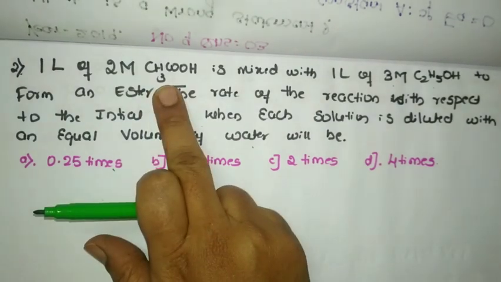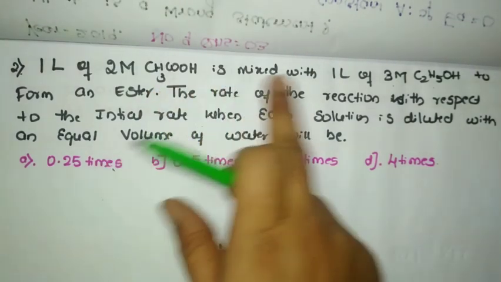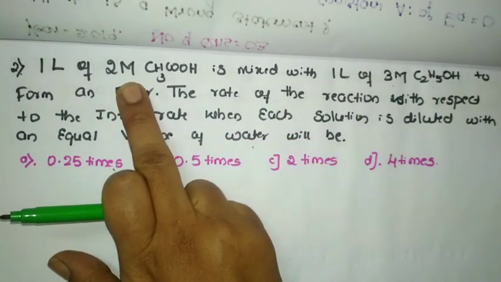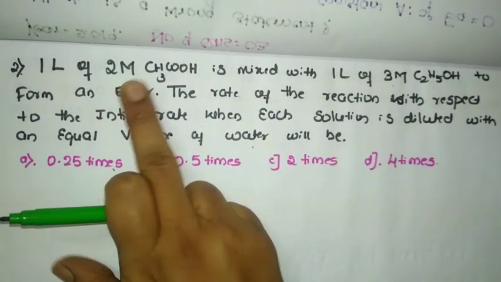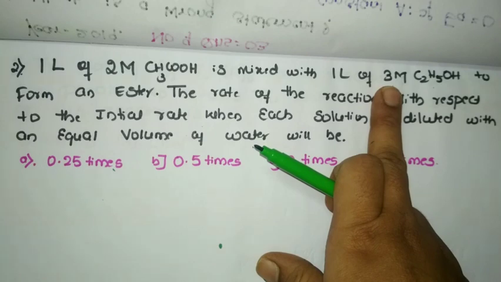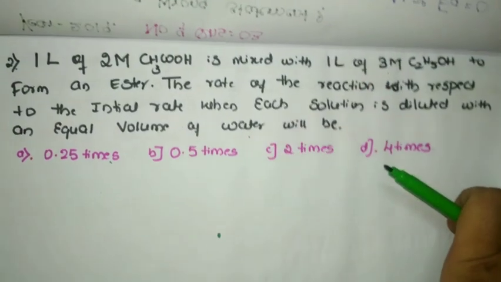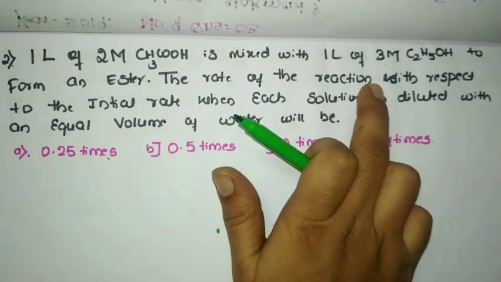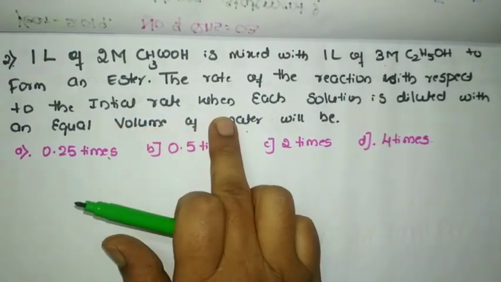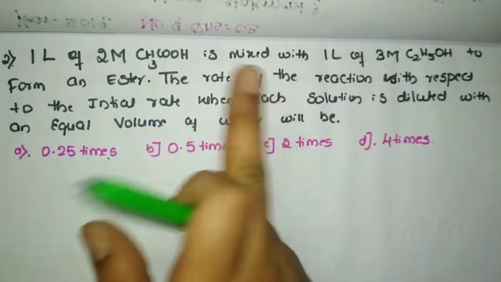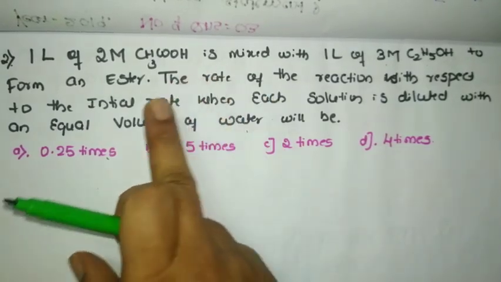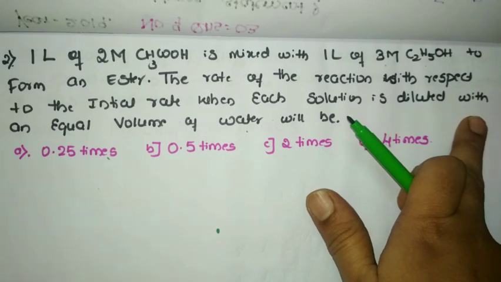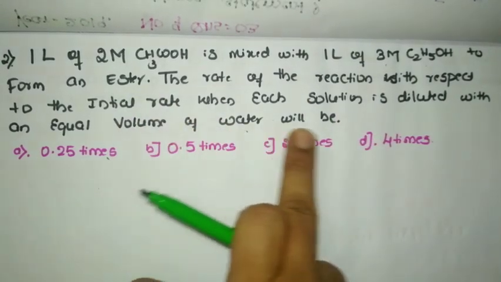1 liter of acetic acid is taken and is mixed with 1 liter of ethyl alcohol. The molarity of acetic acid is 2 molar. The molarity of ethyl alcohol is 3 molar. Okay. So they form an ester. The rate of a reaction with respect to the initial rate. What happens to the rate of a reaction with respect to the initial rate if each solution is diluted with an equal volume of water?